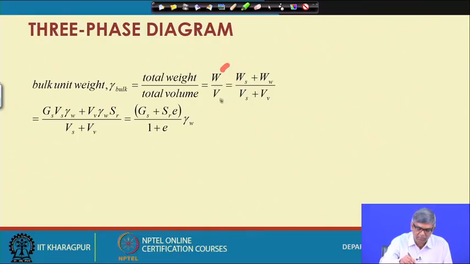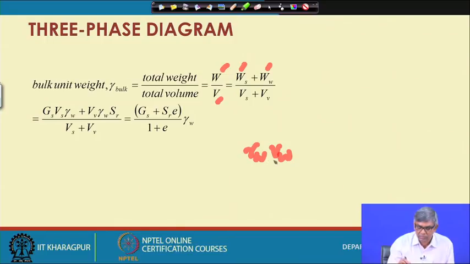You can see W by V. If you consider the three-phase diagram, then the weight of air will be ignored, so the total weight becomes the summation of Ws plus Ww, and the total volume can be expressed as Vs plus Vv. Now Ws can be expressed as Gs Vs gamma W, by the definition of specific gravity. Gs gamma W is the weight per volume Vs, so this becomes the total weight of the solid. And Ww is nothing but gamma W into Vw.